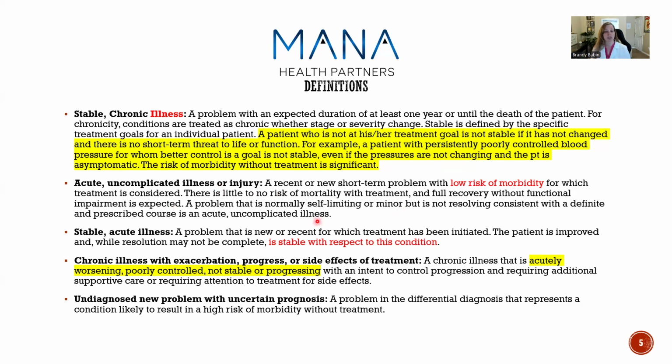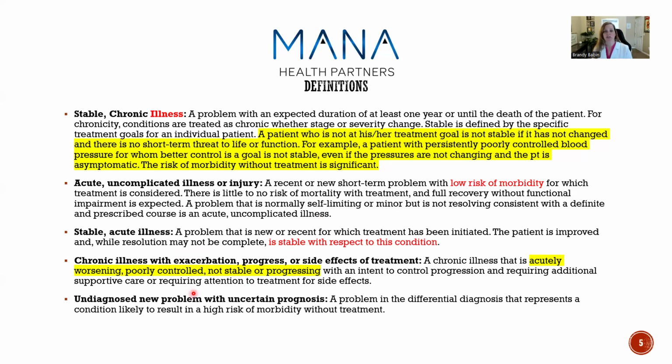Stable acute illness means that there's something new or recent for which treatment has been initiated. The patient is improved, and while resolution is not complete, it's stable. So that could be a UTI. It's an acute illness, and it's not complete, but they're stable. They're on antibiotic therapy.